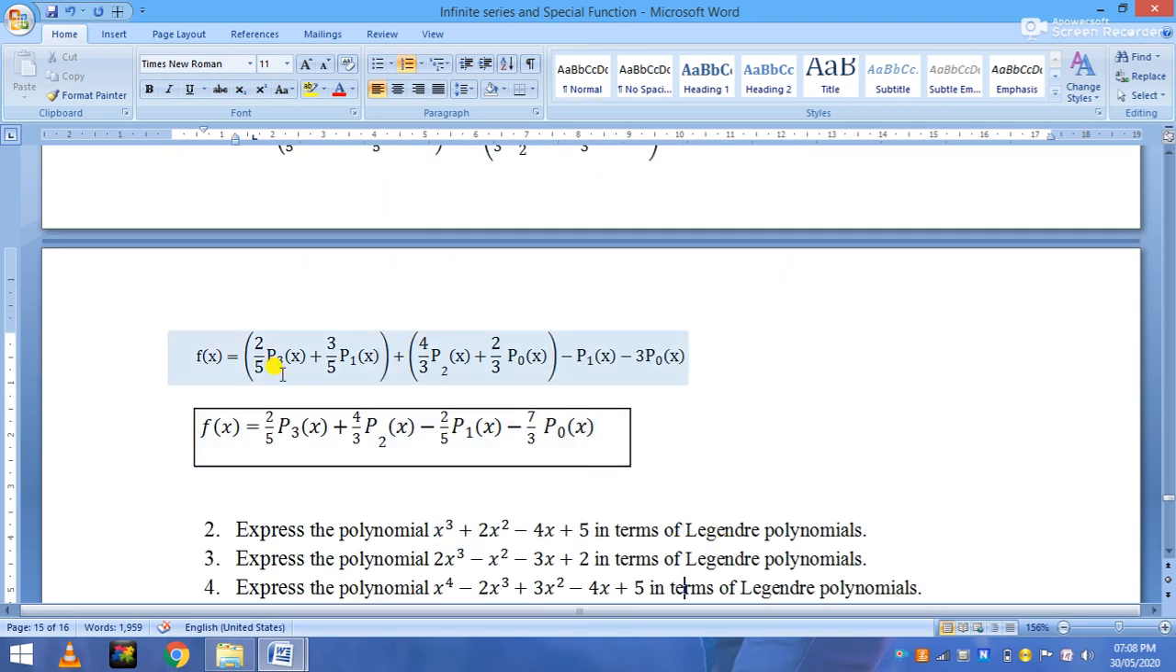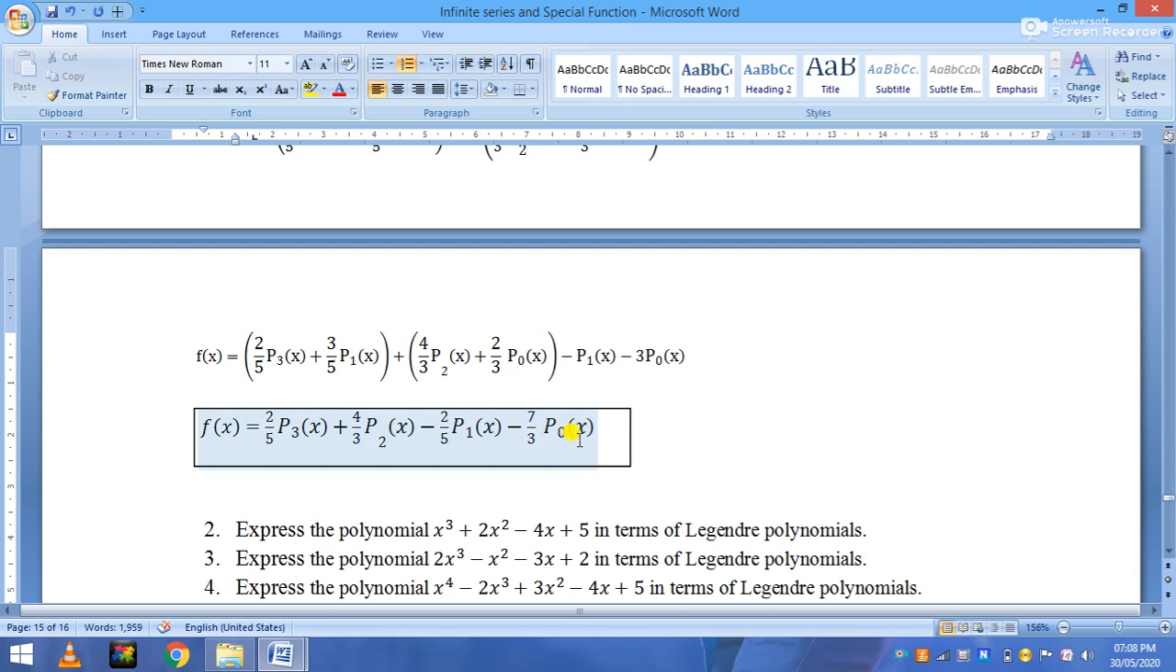Next, simplify and write in descending order. First we write P3, so collect the P3 terms. Only one P3 term is there, so f of x equal to 2 by 5 into P3 of x plus the P2 term, 4 by 3 into P2 of x, only one term is there. Then P1 is 3 by 5 into P1 of x minus P1 of x. So LCM is 5, 3 minus 5 is minus 2, minus 2 by 5 into P1 of x. Then collect the P0, 2 by 3 into P0 of x minus 3 P0 of x. If you simplify by taking the LCM, we get minus 7 by 3 into P0 of x.